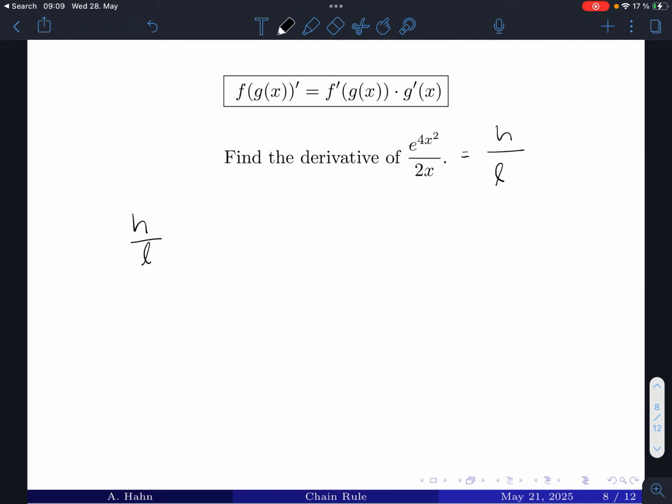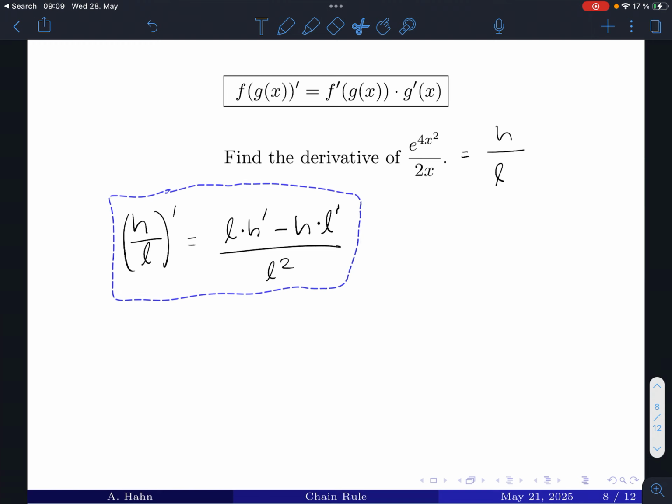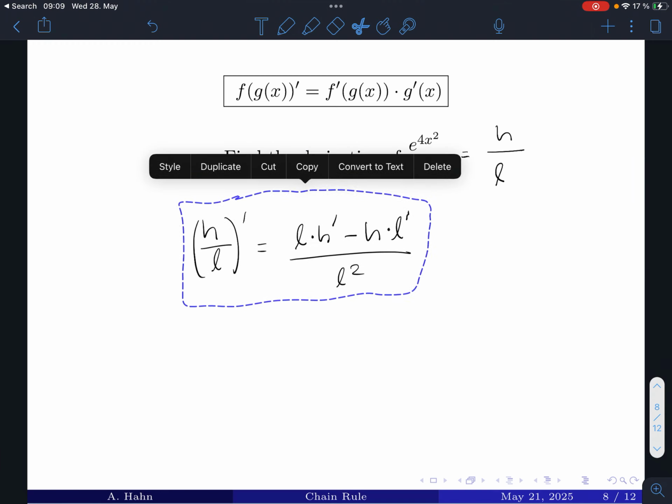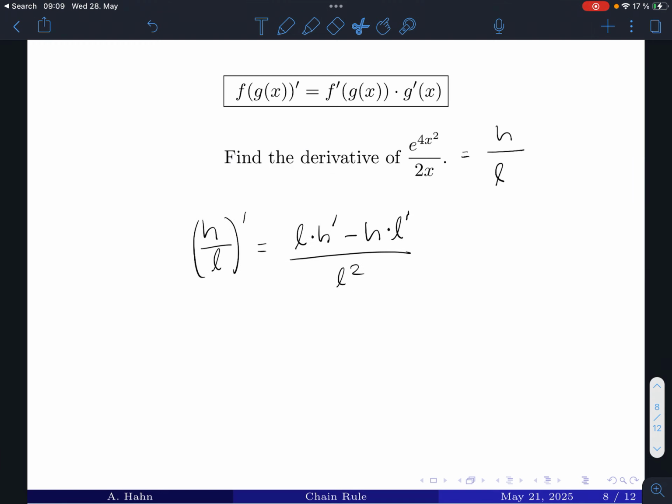And remember the rule: h divided by L, the quotient rule is low times d high minus high times d low, all divided by low squared. And so now let's think about what h and L and h prime and L prime are. We know h and L, right? So let's write this down.